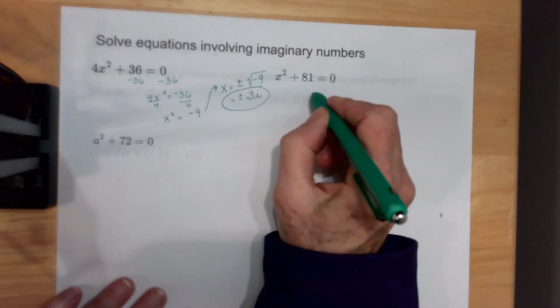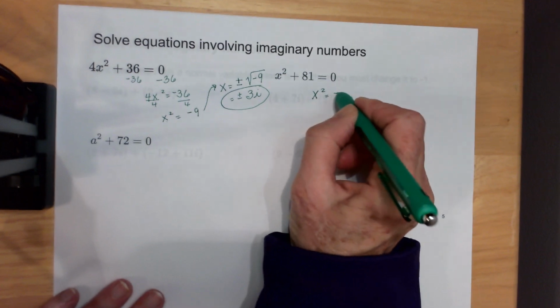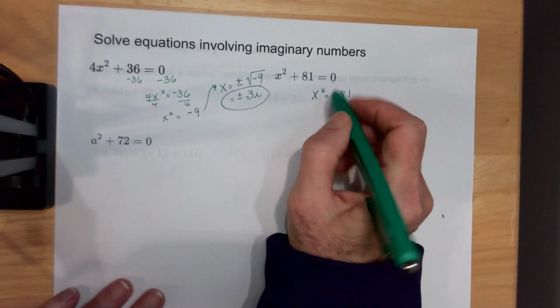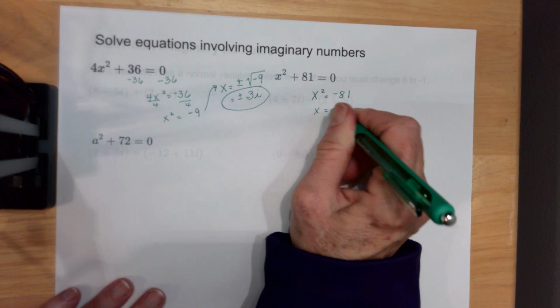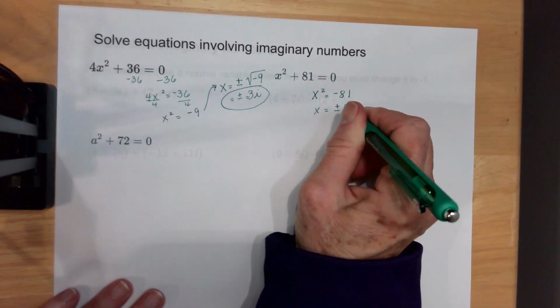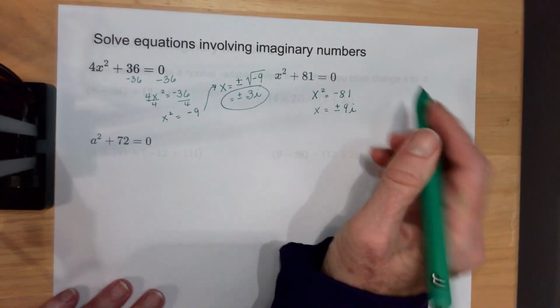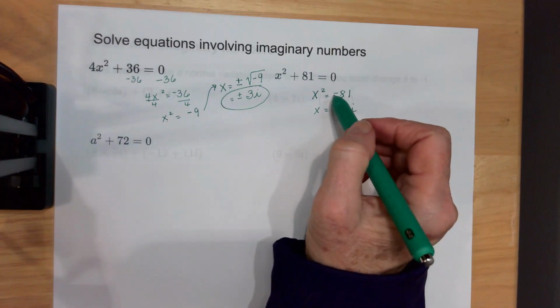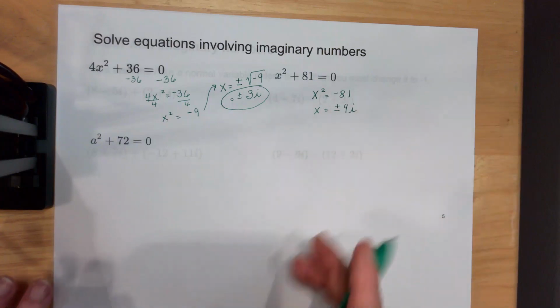This one, I'm going to subtract 81 from both sides. So I'm going to take the square root of both sides and I'm going to get plus or minus 9i, as the square root of 81 is 9, the square root of -1 is i.